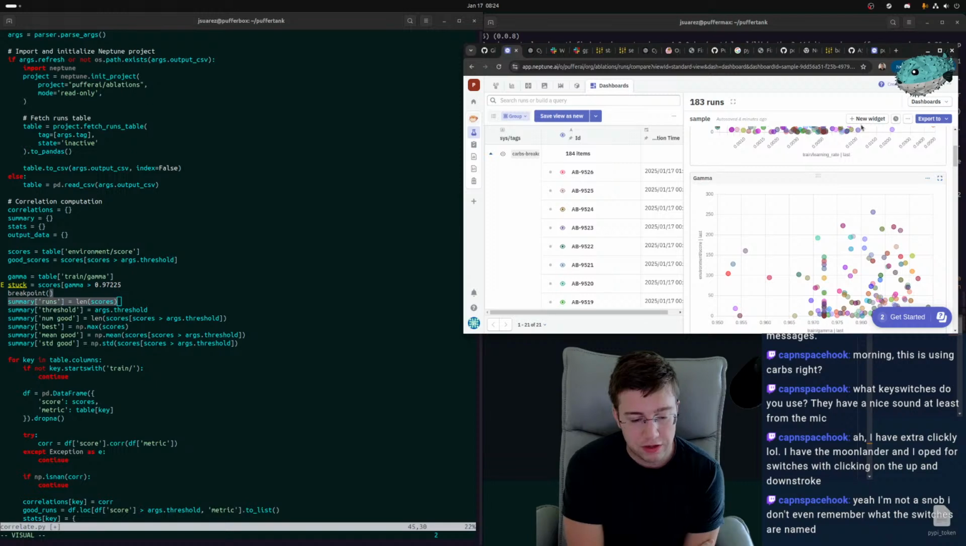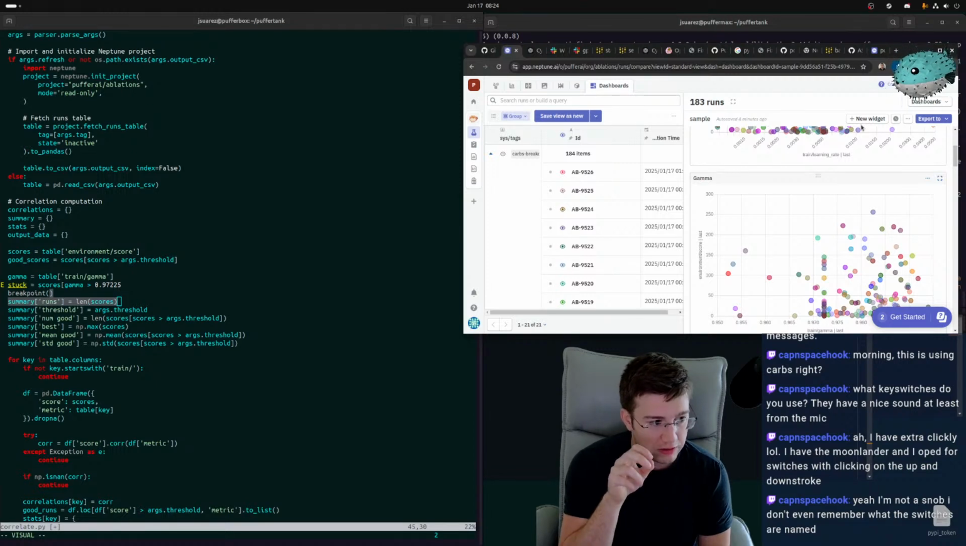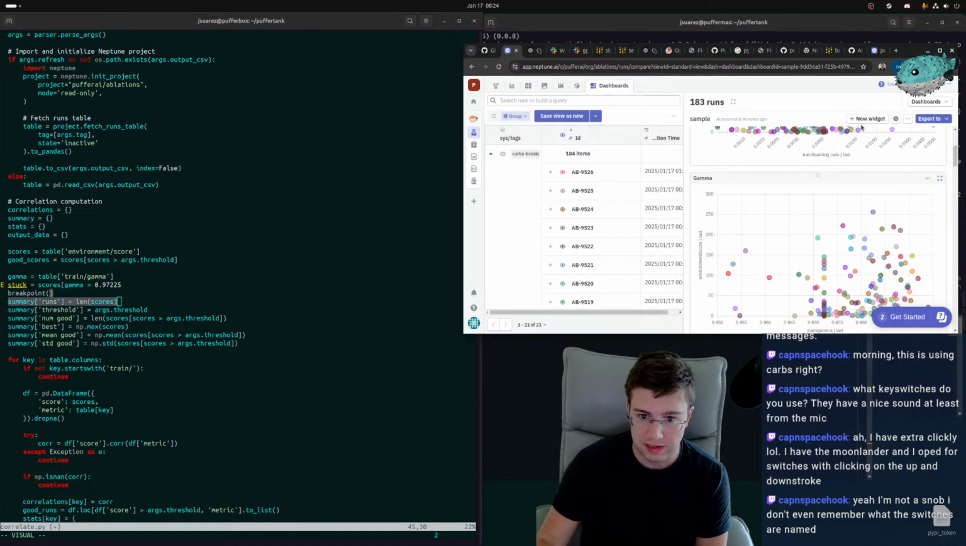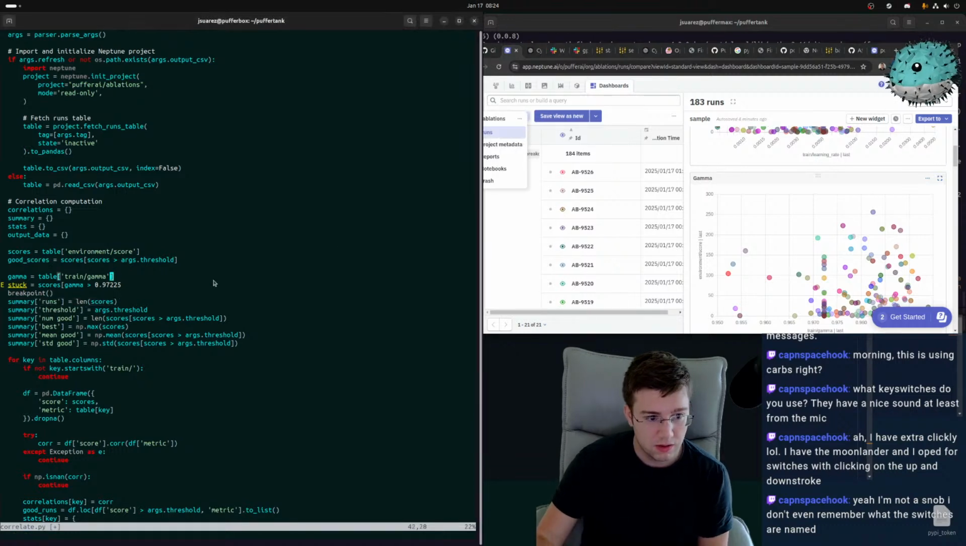I think Razer has orange, yellow, and green. The yellow ones are linear and silent. The orange ones are quiet and tactile. And then the green ones are the obnoxiously loud ones that make everyone hate you.